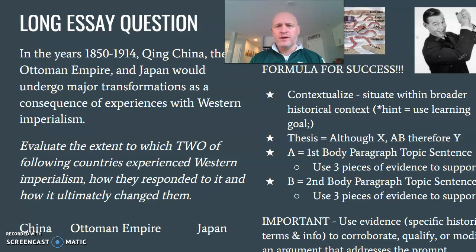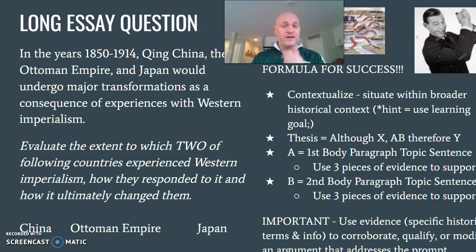And here is your question to which you will respond. Evaluate the extent to which two of the following countries experienced Western imperialism, how they responded to it, and how it ultimately changed them. So you will choose either China, the Ottoman Empire, or Japan. Two of those, and then you will evaluate to the extent to which they were affected by Western imperialism.